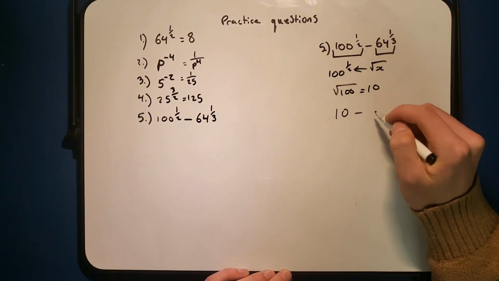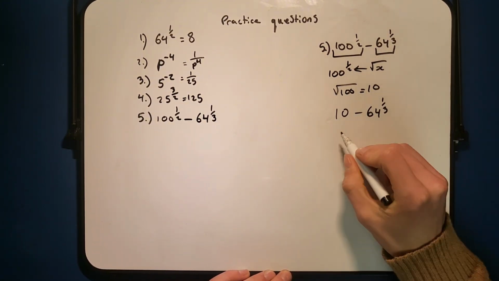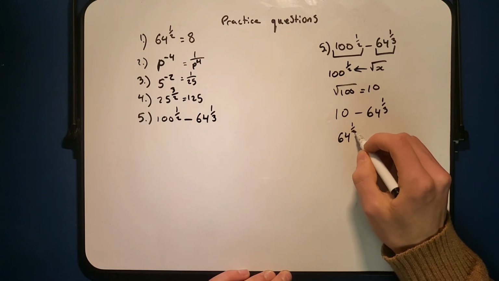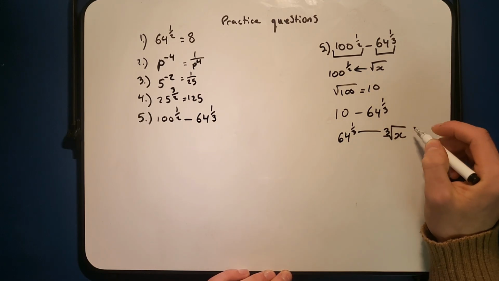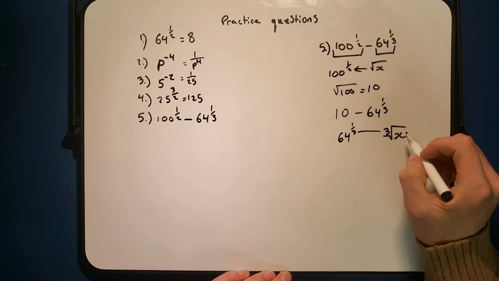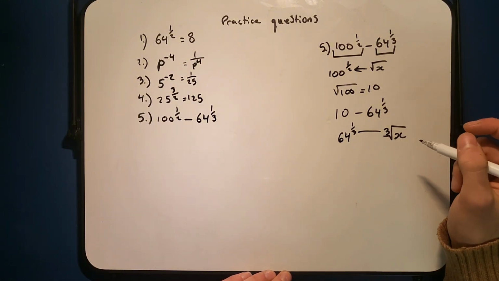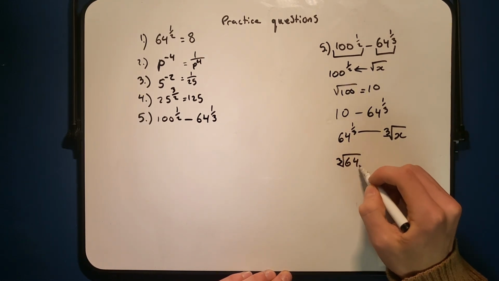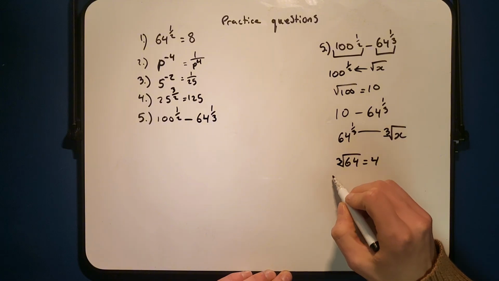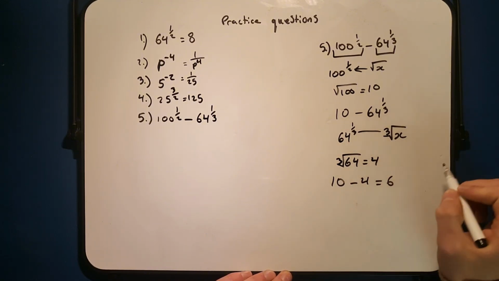So 10 minus 64 to the third. That looks a lot nicer. 64 to the third means you're going to take the cubed root of 64. And that will give us 4, because 4 times 4 is 16, and 16 times 4 is 64. So the cubed root of 64 is equal to 4. So that will give us 10 minus 4, which is equal to 6.